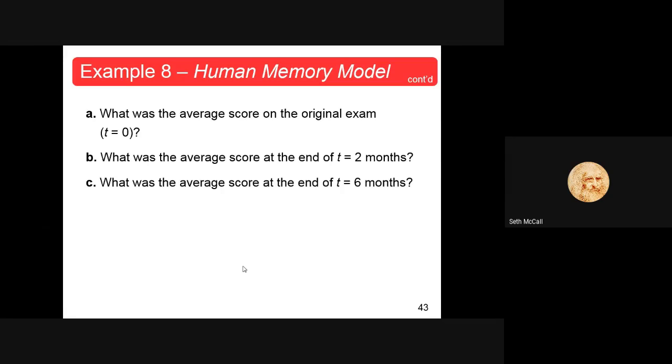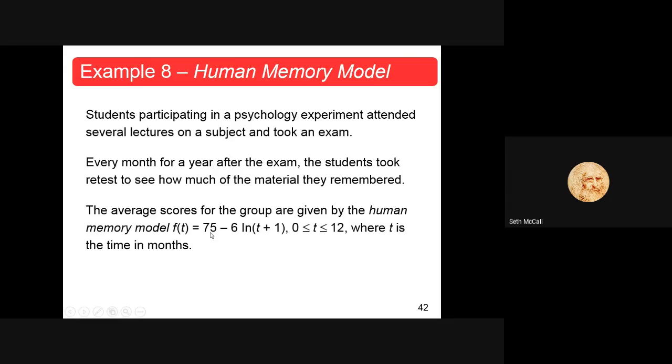The first thing they want us to do is determine what the average score was on the original exam right after the students attended the lectures. That would be at time equal to 0, because no time has passed. Then they would like us to find the average score at the end of 2 months, and then at the end of 6 months. So this is actually fairly simple if you realize they're literally asking you to substitute t equals 0, 2, and then 6 into the equation they gave us.